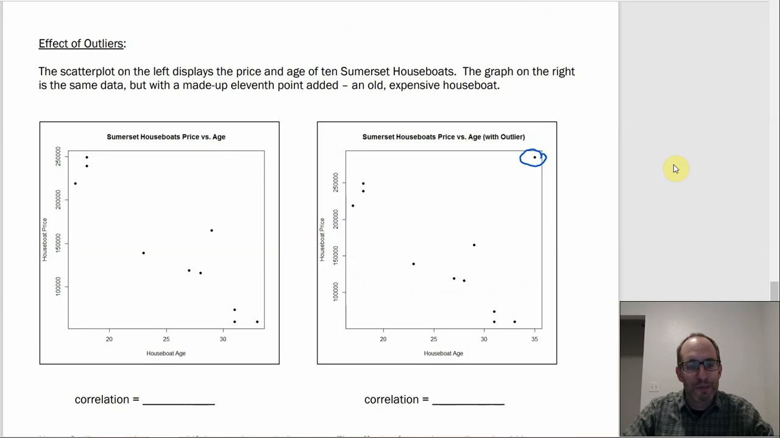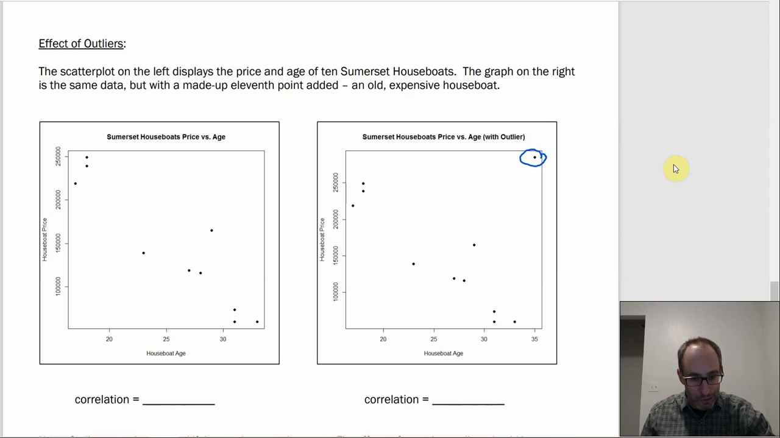That must be like some special vintage houseboat or something. Because age is on the horizontal axis and price is on the vertical axis, that's a houseboat that's really old but really expensive. It must be some rare model that was discontinued long ago. That would explain why somebody would pay a lot of money for it. But watch what happens to the correlation.